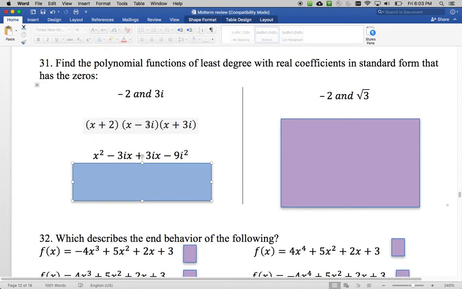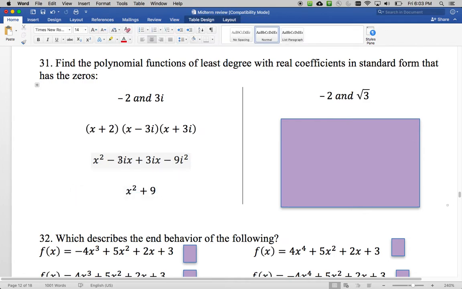Anytime you have anything complex, like an i or a square root, you want to FOIL those two terms together because you can cancel out. You know what? I totally did not finish this. Because these terms cancel out, x minus 3i times x plus 3i just becomes x squared plus 9, and then you would multiply x squared plus 9 times x plus 2, and I bet you guys can FOIL those together. If you need help, ask whenever we're taking our test or during our review.